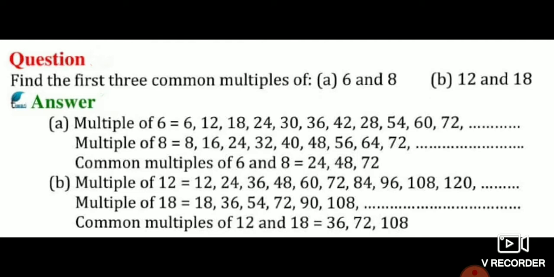Next, 18 fours are 72, therefore 72 is a multiple of 18. Next, 18 fives are 90, so 90 is a multiple of 18. Next, 18 sixes are 108, so 108 is a multiple of 18. Therefore, the multiples of 18 are 18, 36, 54, 72, 90 and 108. These are all the multiples of 18.